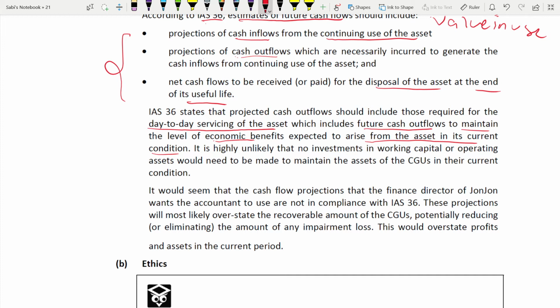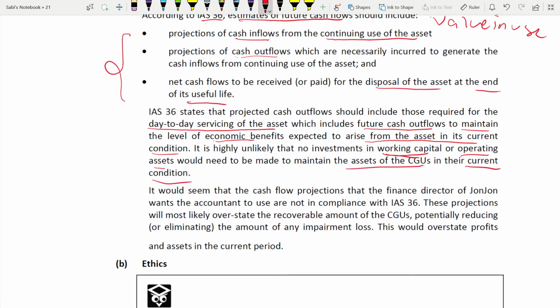Next we are moving towards what? The working capital, and the capital investment, because they didn't include it there. So it is highly unlikely that no investments in working capital or operating assets would need to be made to maintain the assets of the CGUs in their current condition.